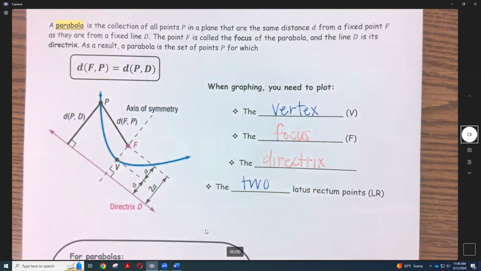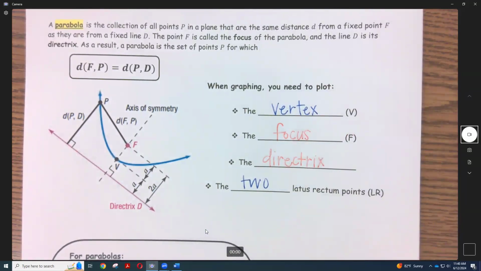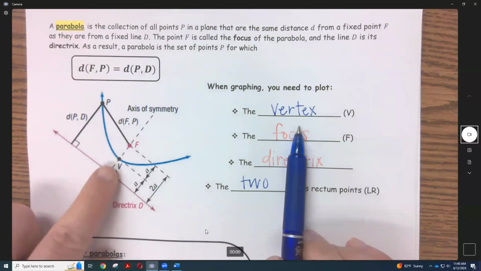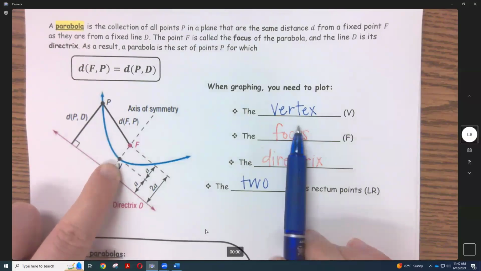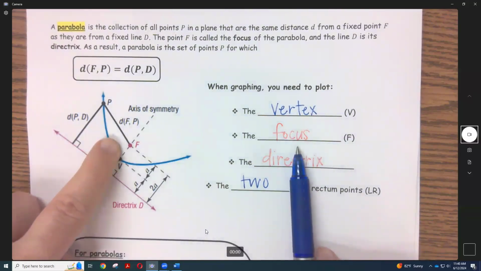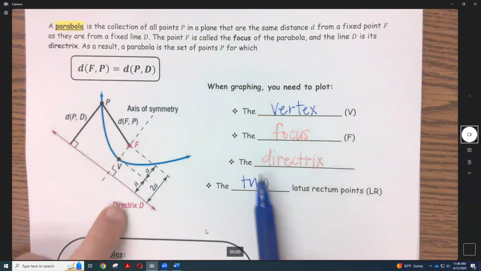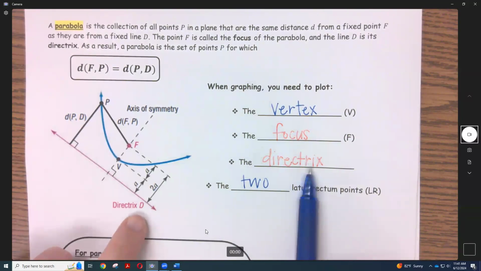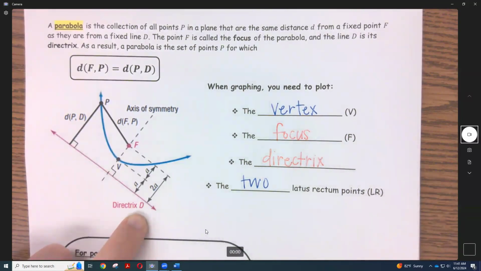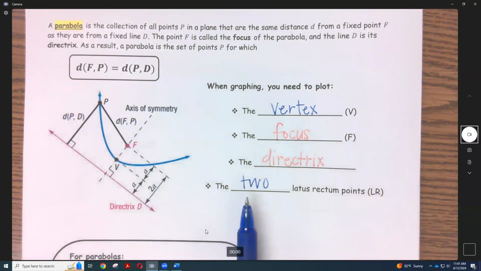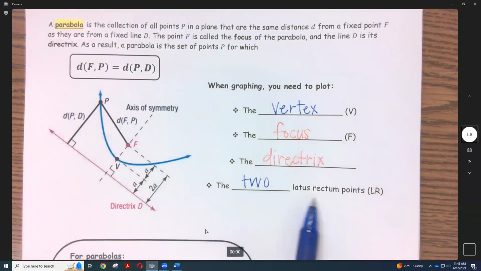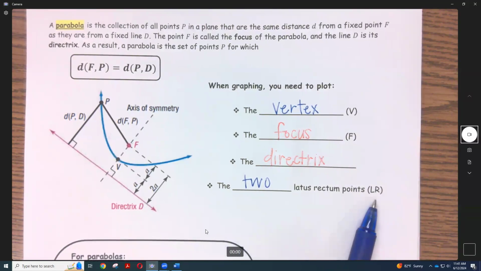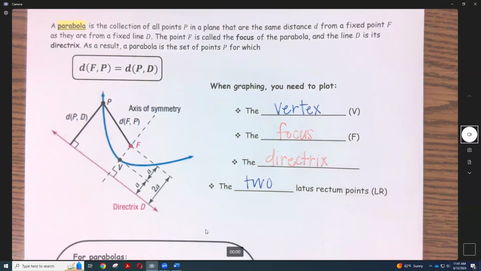Okay, so when we graph, we need to graph these four things. We will graph the one vertex point. We will graph the one focus. We will graph the one directrix line, and we're not going to label that as D. We'll actually write whatever that equation is. And then lastly, we will graph what is called our two latus rectum points, and we'll abbreviate those as LR.